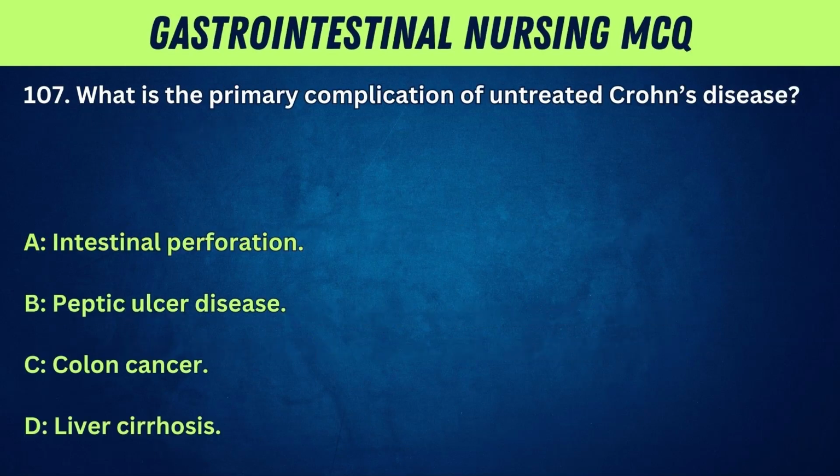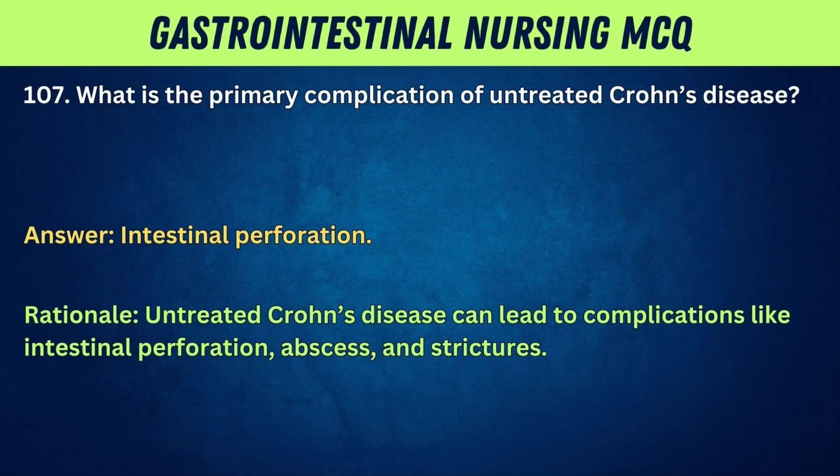107. What is the primary complication of untreated Crohn's disease? A. Intestinal perforation. B. Peptic ulcer disease. C. Colon cancer. D. Liver cirrhosis. Answer: intestinal perforation. Rationale: untreated Crohn's disease can lead to complications like intestinal perforation, abscess, and strictures.